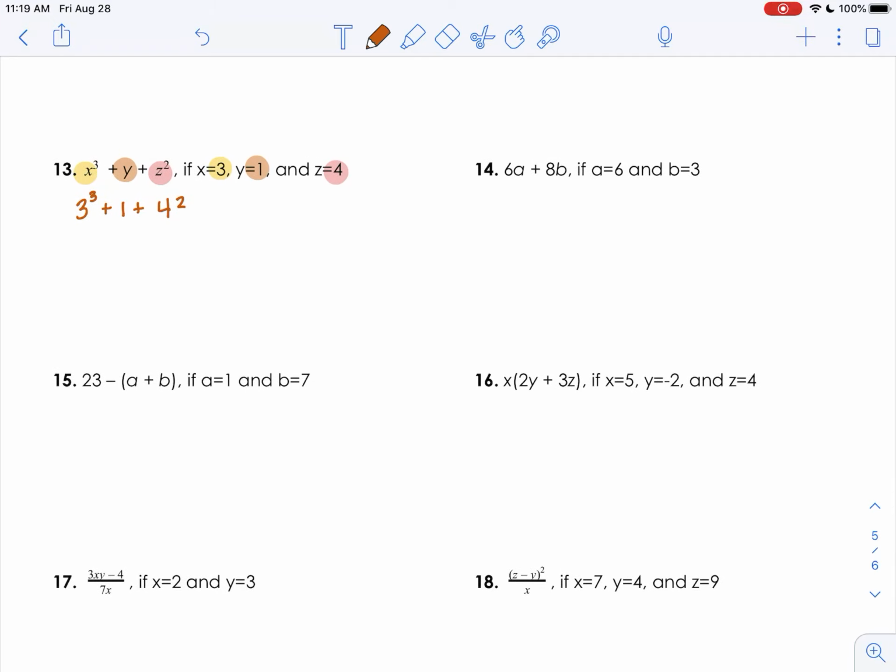We have no parentheses, but I do have exponents, so I'm going to take care of those first. 3 cubed means I have 3 times 3 times 3, which is 27. Everything else drops down. Except I can go ahead and solve, since these are separate and they don't affect each other, I can go ahead and solve this as well. 4 squared is 16. Next, I would do multiplication and division, but there isn't any, so I'm going to move on and do all of this addition from left to right. So 27 plus 1 is 28, and 28 plus 16 is 44.